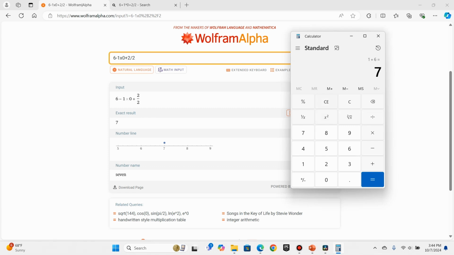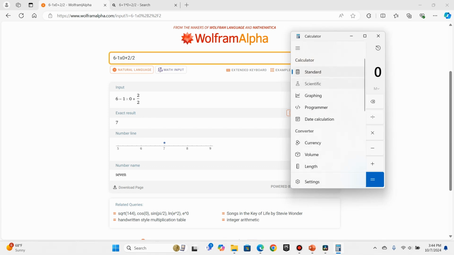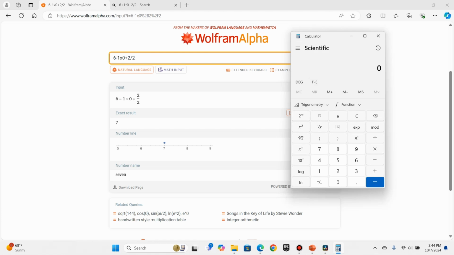And unfortunately, a lot of people who do not understand the order of operations also do not understand how calculators work and the differences. If I switch this same calculator to scientific mode, I can say 6 minus 1 times 0. Now look already how it's keeping track of this. This is the big difference. Now, did I already enter in the 0? I think I did. Times 0 plus 2 divided by 2 equals 7. And look at the big difference here. I don't have just 2 divided by 2 at the end. I have the entire expression.